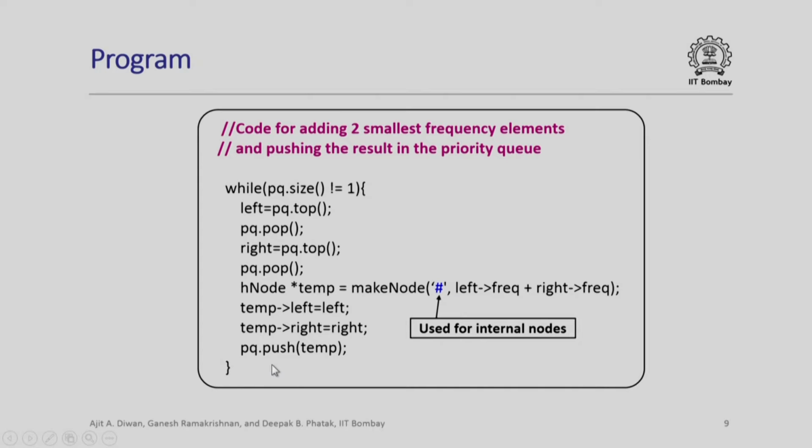We took out two elements from the priority queue. We calculated the sum of their frequencies. We created a new node and pushed it on top of this node by appropriately setting the left and right pointers. Please note that when we use the push, this will be pushed at the right place.